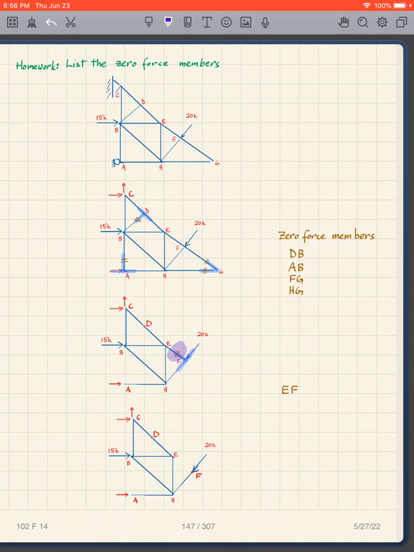That means that this member is a zero force member. Now notice it's in contrast. When I look here, you might have the tendency to think, oh, here's a T, and that means this member is a zero force member. Well, it's not. It ends up that this one is the zero force member. So it's not totally obvious until you draw out the sketch. So this becomes a zero force member.